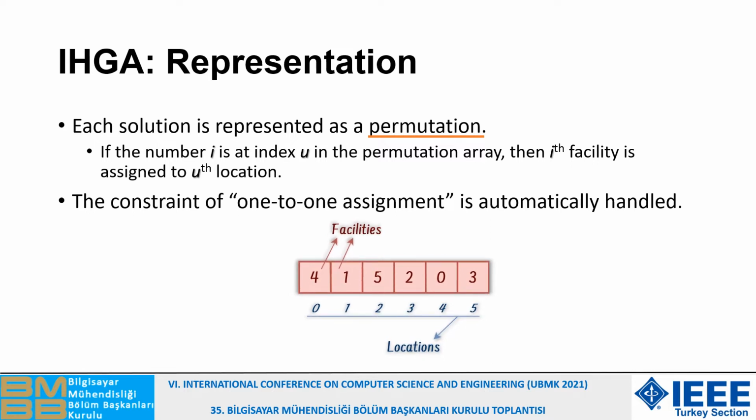The idea is that, if the number i is at index u in the permutation, then the facility i is assigned to location u. In the sample permutation, facility 4 is assigned to location 0, facility 1 is assigned to location 1, and so on. Via this representation, the constraint of one-to-one assignment is automatically handled.